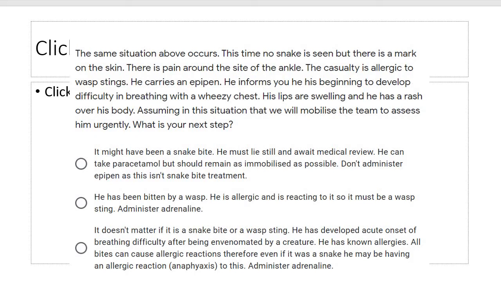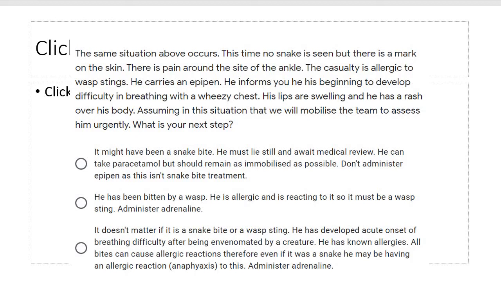So number 1, he might have been bitten by a snake. He must lie still and await medical review. He can take paracetamol but should remain as immobilised as possible. Don't administer EpiPen as this isn't snake bite treatment. Number 2, he's been bitten by a wasp. He's allergic and is reacting to it, and so must be a wasp sting. Administer adrenaline.